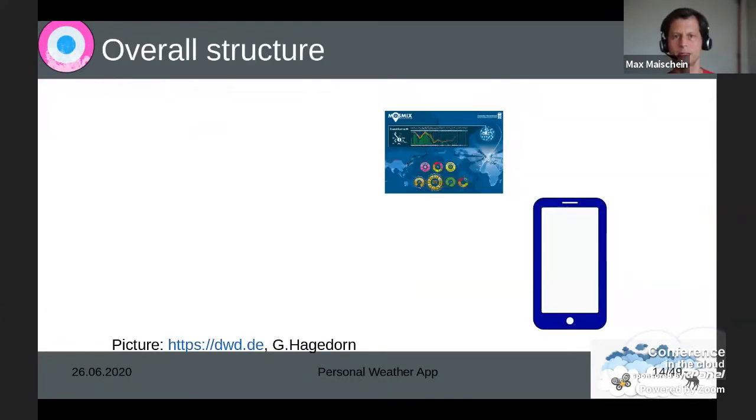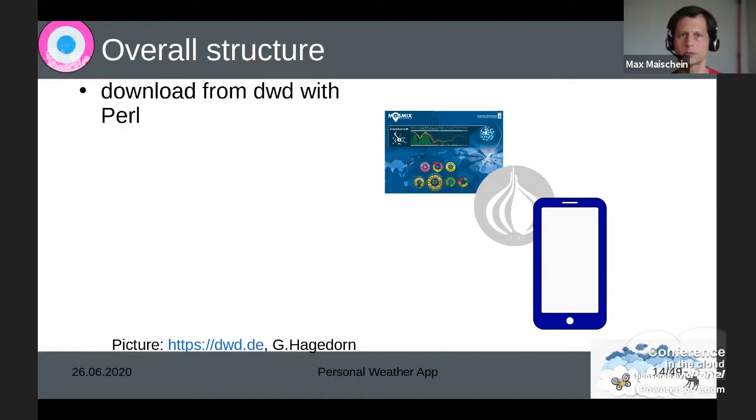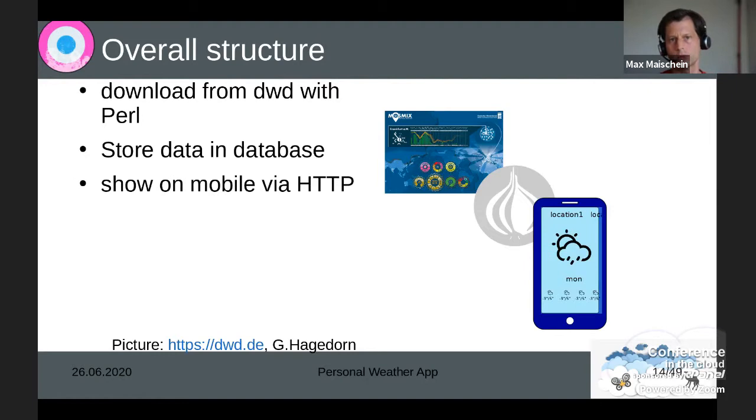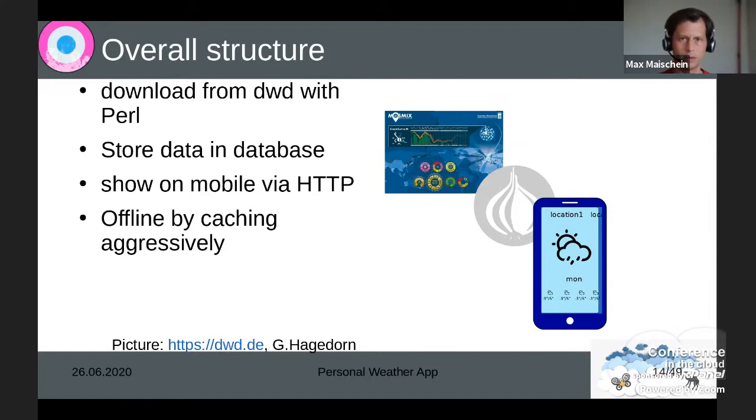So basically the overall structure will be something like this. We download the data from the German Weather Service using Perl, then store that data in a database and show it on mobile via HTTP. And ideally, we also will make that data available offline on the mobile phone by caching the data aggressively, so that even if I don't have a network connection, I can still access the stale data. But stale data is maybe better than having no data at all, at least in this case.